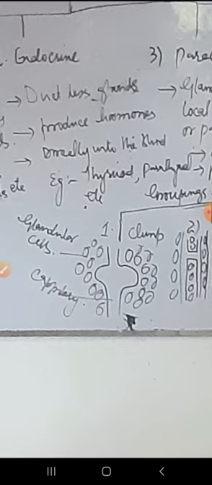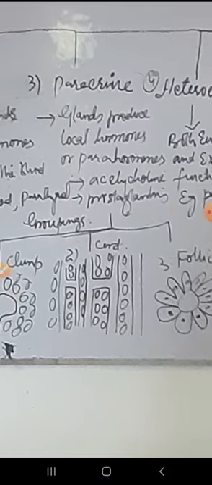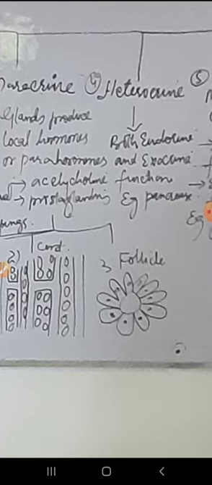One is called clump. Inside the clump there is a capillary. Around the capillary, the glandular cells are clustered, and they directly excrete material into the capillary. And second, they form cords. The cells occur parallel to the capillaries and produce secretion directly into the capillary. And the third one is called follicles. The cells form a flower-like structure around the capillaries. That's all about today's topic.